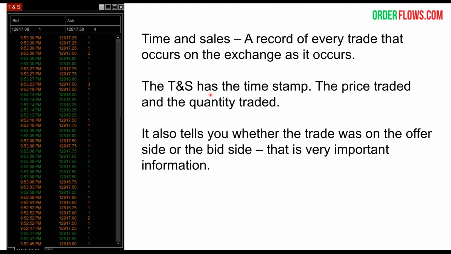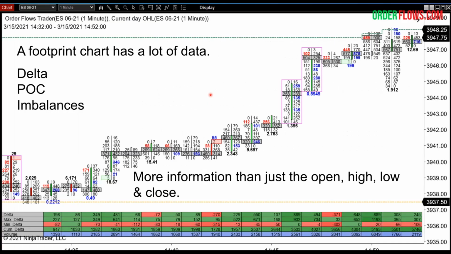And all this information is not something you're really looking at on a bar chart. You're just looking at the price that traded. But when you put it on a footprint chart, you start to get more information than just the open, high, low, close. You're going to get information like the delta, which is the net difference between aggressive buyers and aggressive sellers.